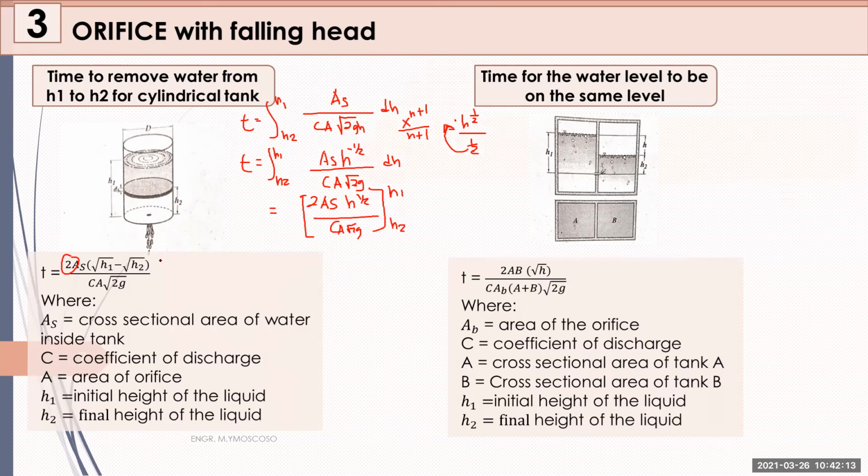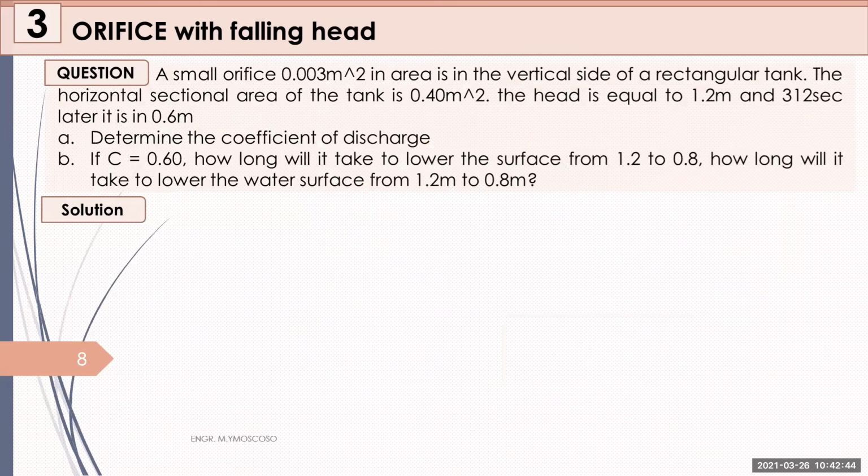Okay? So for number 2, you have your time for the water to be at the same level. So same lang siya ng idea, di ba, ng compartment A and compartment B. But then again, dito, hinahanap natin yung time na yung compartment A and compartment B is the same level of water na sila. So you have your A and your B here as the cross-sectional area of your tanks. Your AB, that would be the area of your orifice. Okay, your H1, that would be your initial height. Your H2, that would be your final height. So let us have a problem here para mas maintindihan natin.